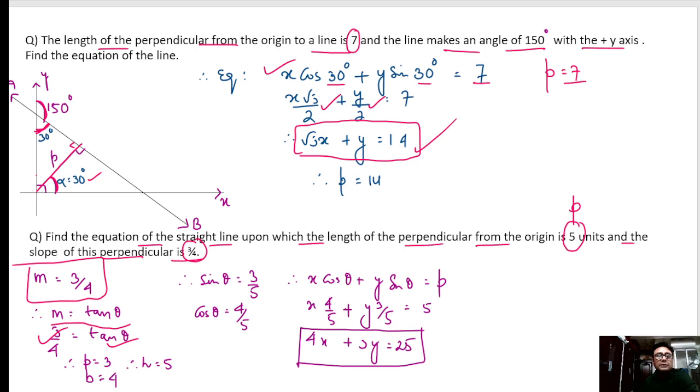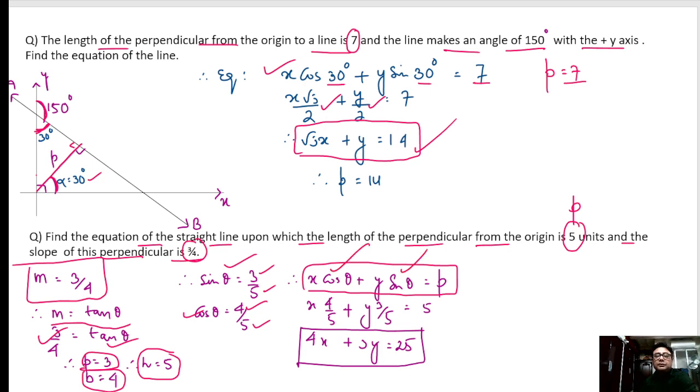That means 3 is the perpendicular and 4 is the base, so the hypotenuse will be 5. So sin theta will be perpendicular by hypotenuse, and cos theta will be base by hypotenuse. Now this is our normal form. In place of cos theta I will put the value, in place of sin theta I will put the value, and this is the equation of the straight line.